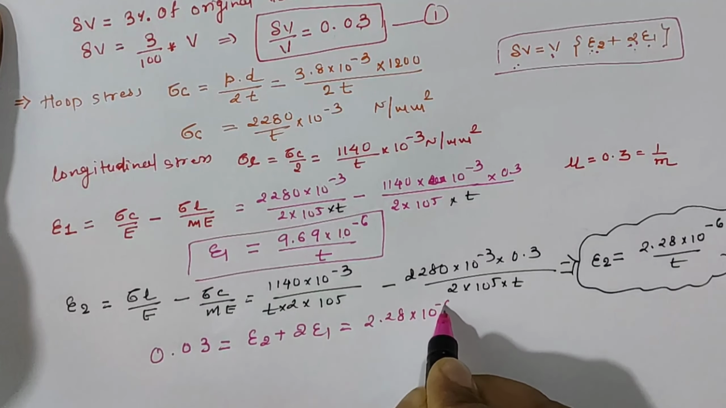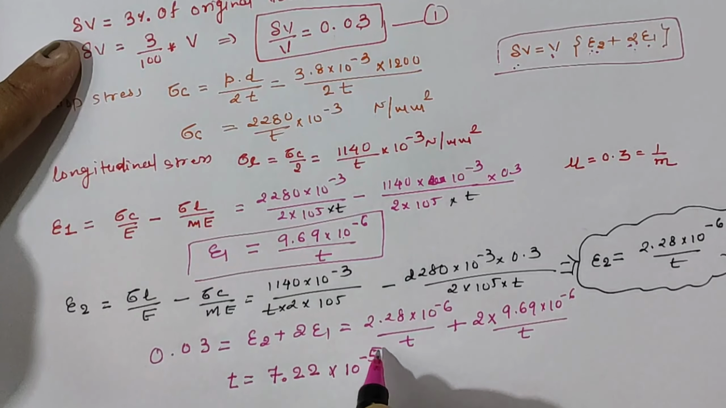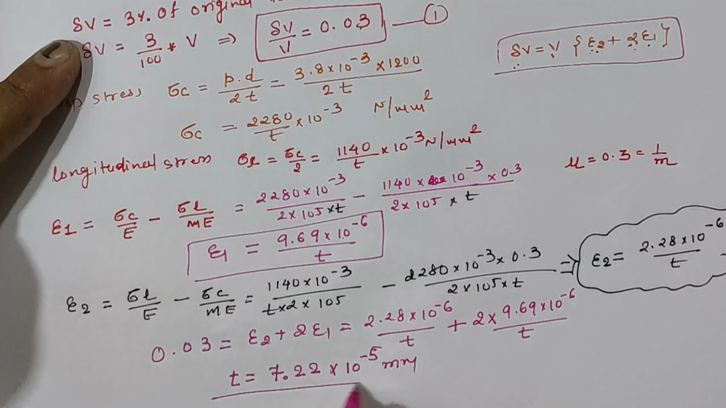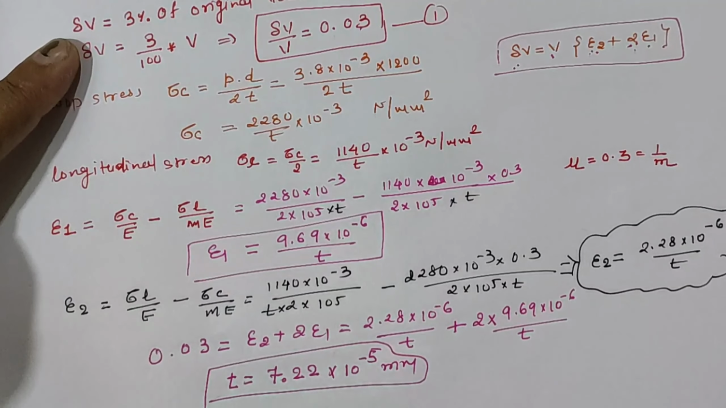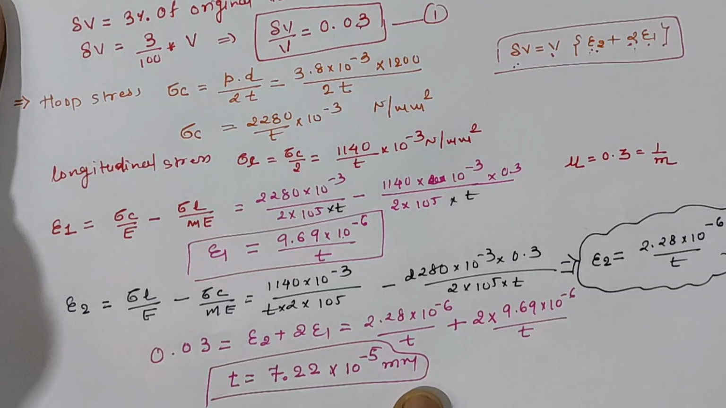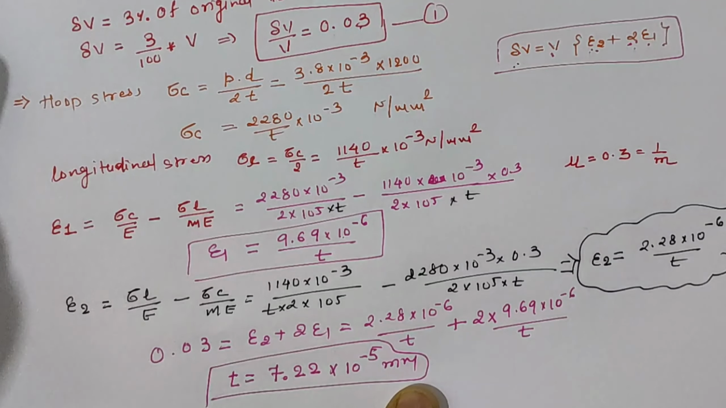Now solving this term, we will have the t value as 7.22 into 10 raised to minus 5 in terms of mm. So for the given data, we require thickness as 7.22 into 10 raised to minus 5 mm, which is a very small value according to the given criteria.